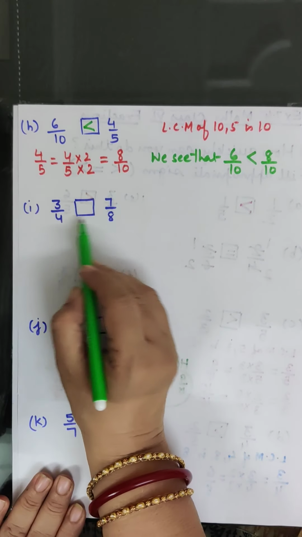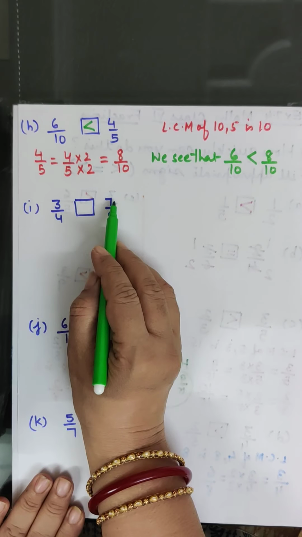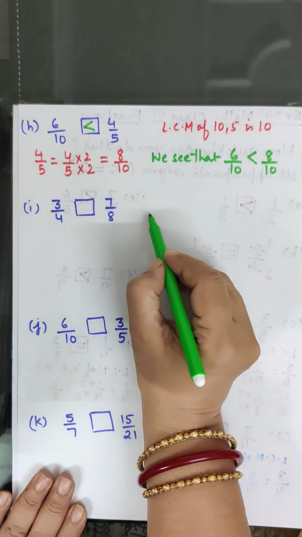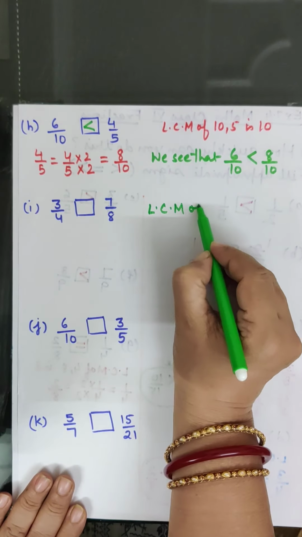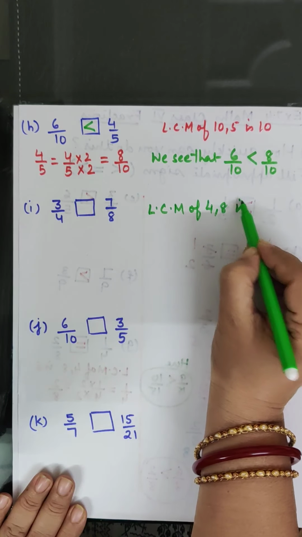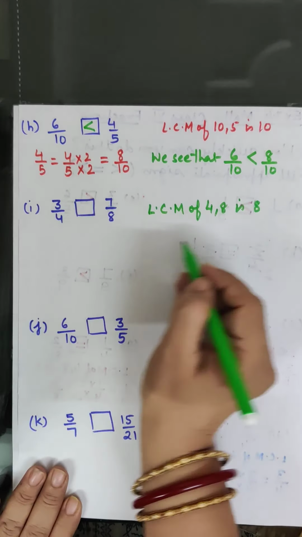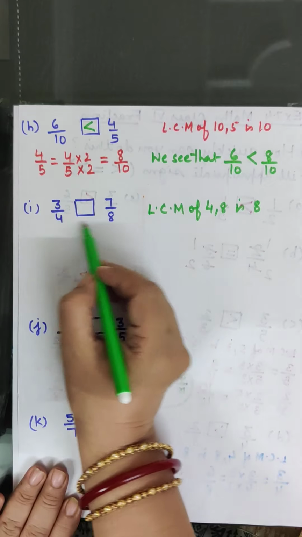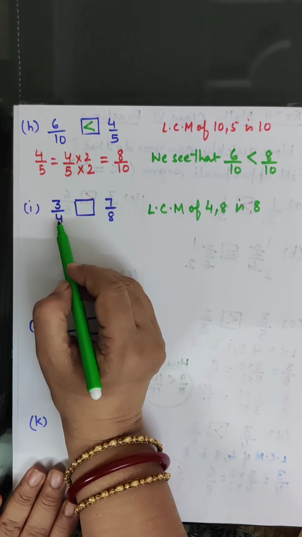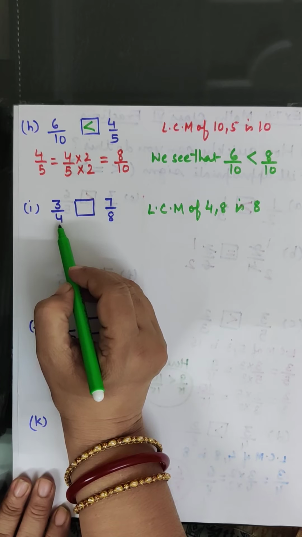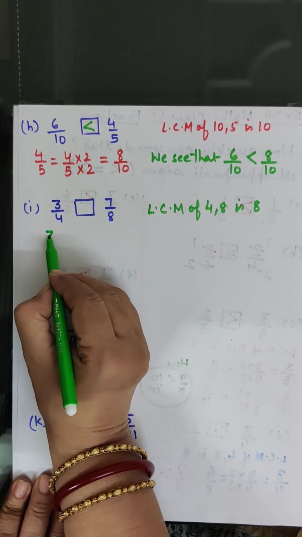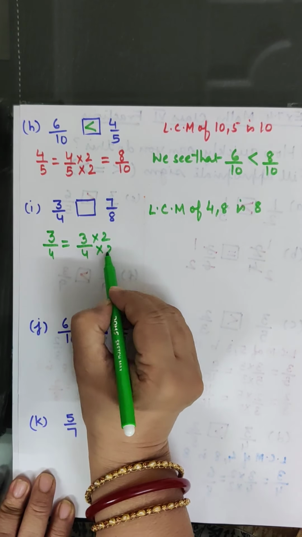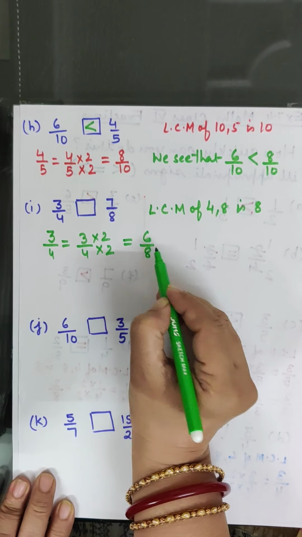Okay. Again here the denominators are different. Numerators are also different. It means these are unlike fractions. So what do? We take the LCM of 4 and 8. LCM of 4 and 8 is 8. Okay. Now, so we don't have to make any changes here because denominator is 8. Here we have to convert 3 upon 4 in such a way that the denominator is 8. So 3 upon 4 is equal to 3 upon 4 multiply numerator and denominator by 2. So you get 6 upon 8.